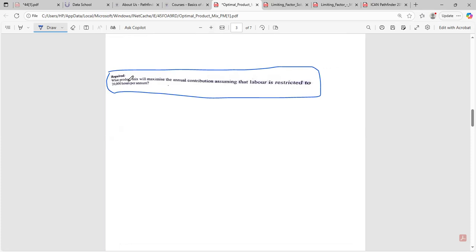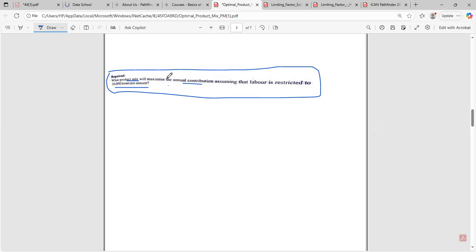It said, what product mix will maximize the annual contribution, assuming that labor is restricted to 2,000 labor hours per annum? Whenever you see the requirement of a question that states what product mix, once you just hear product mix, just know it's limiting factor. No two ways around it. Just know it is limiting factor. Forget about any other thing.